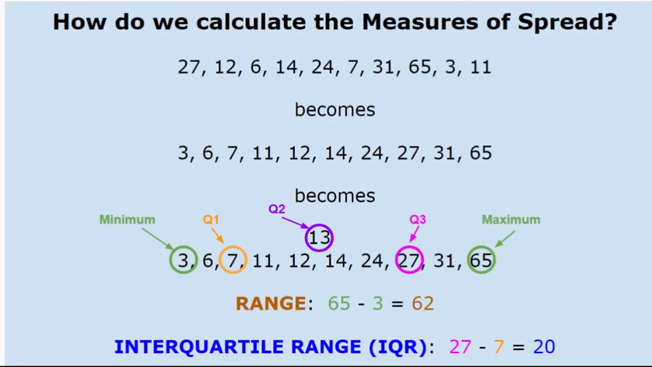We need these 5 values in order to determine the measures of spread. Range is the distance or difference between the maximum and the minimum, so in this case 62, and interquartile range is the distance or difference between quartiles 1 and 3, the distance between the values that make up the middle of the set. In this case, we had an IQR of 20.